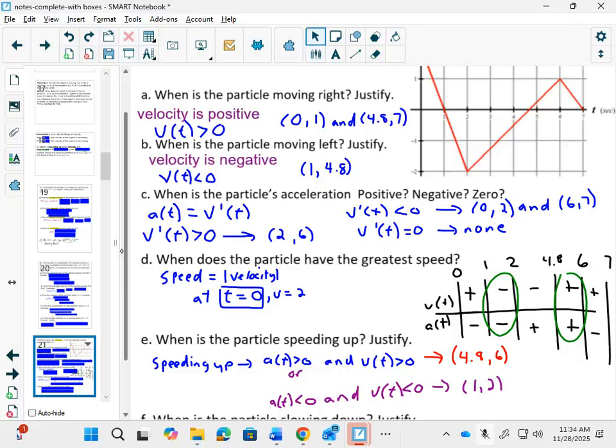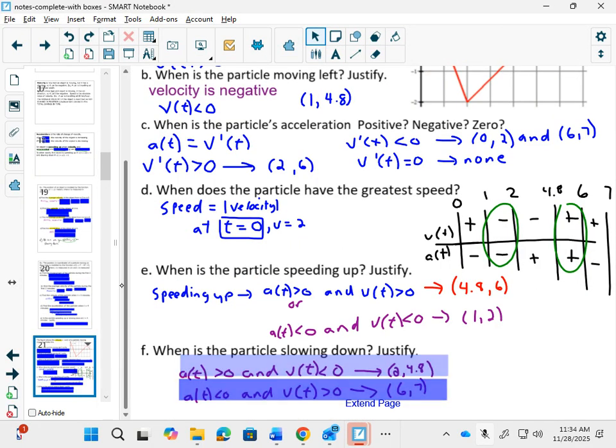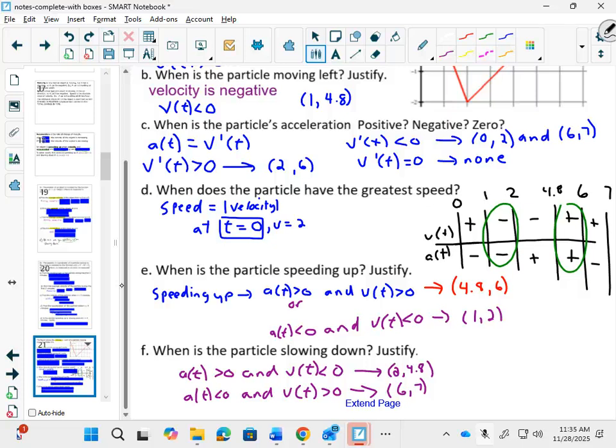And so making this chart also makes it easy for me to say, when is the particle slowing down? We also should include in here from 0 to 1. From 2 to 4.8, from 6 to 7, but also from 0 to 1. And that chart really just makes it easy to see where things are doing that.